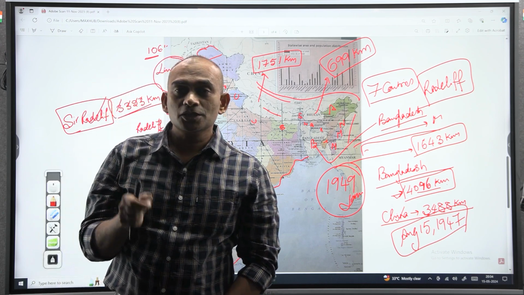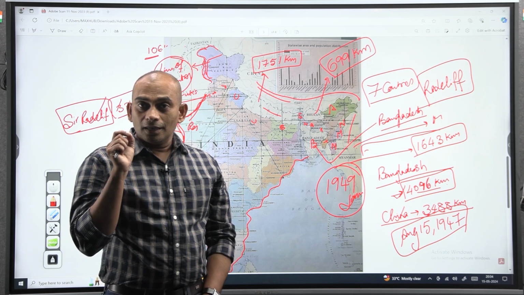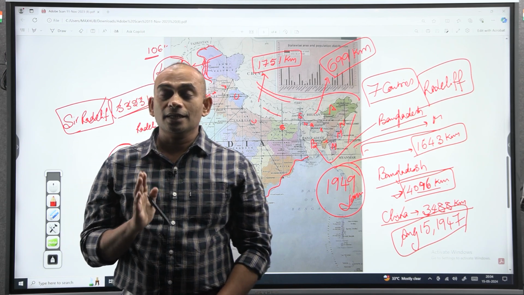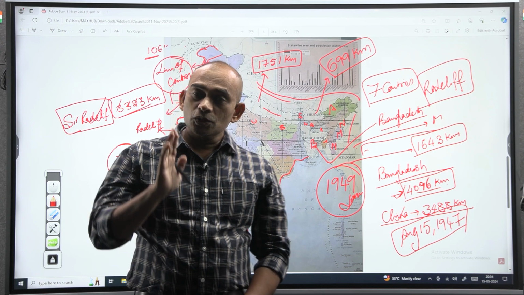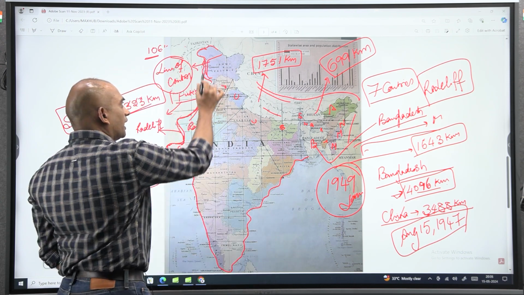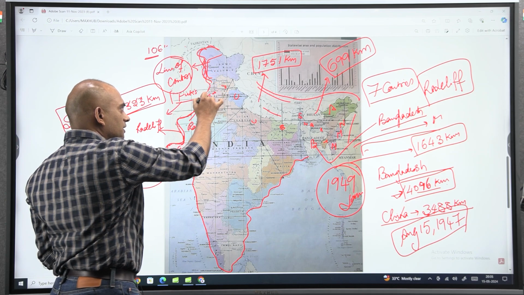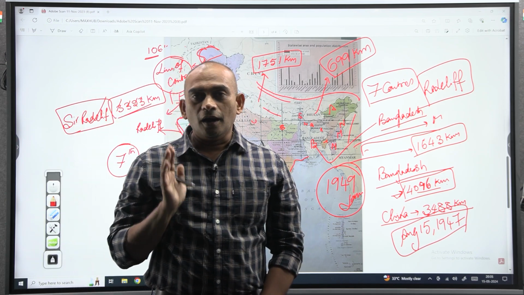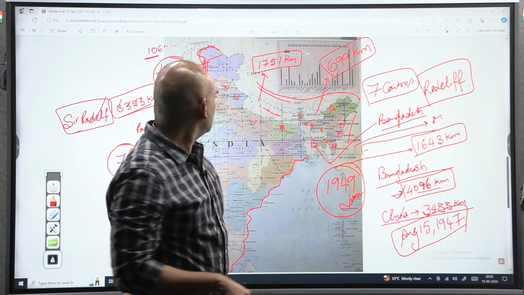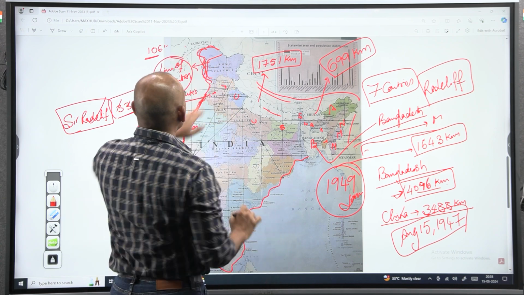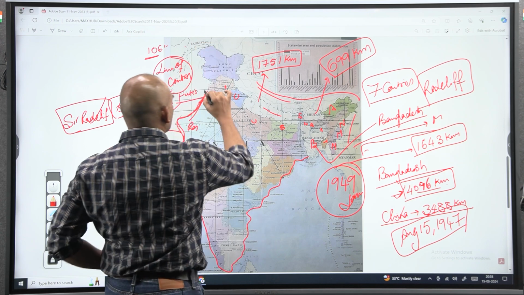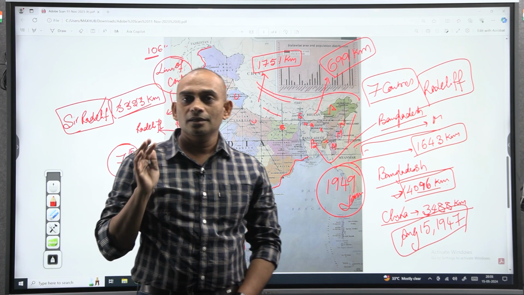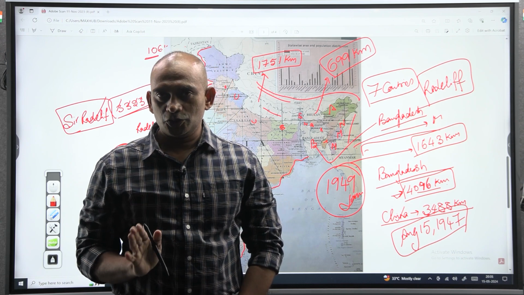Okay, this was the story behind why we call this particular sector the Line of Control. The entire region was the Radcliffe boundary, but after this war, this sector started being called the Line of Control.